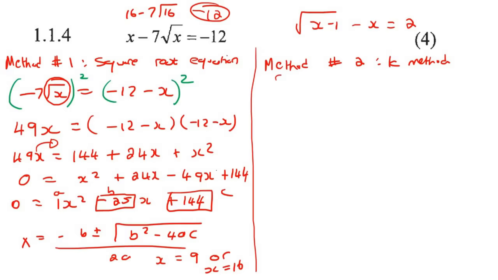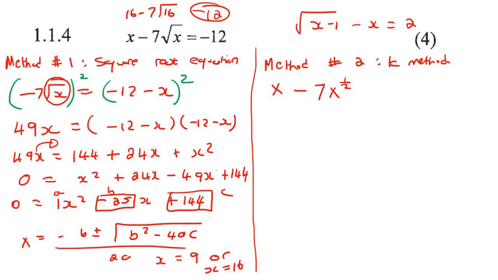But if you are a learner that doesn't really like that method, then I'll show you the K method. The K method doesn't always work for square root equations. It was only this one where I saw something that could be quite useful. So check this out. We know that square root x is the same as x to the half, right? Because of just exponent rules and things like that.